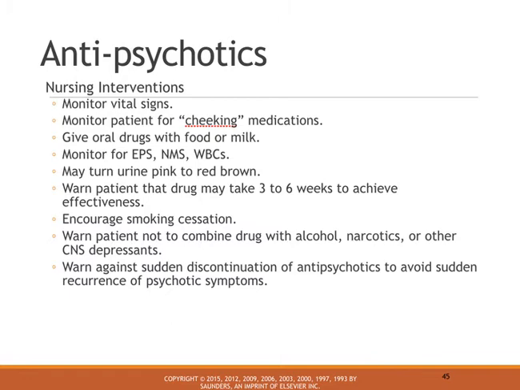They may have some changes in their urine color. We have to educate these patients that it can take weeks, specifically 3 to 6 weeks, to achieve effectiveness. We want to encourage these patients not to smoke. We don't want them to combine these drugs with alcohol, narcotics, or other central nervous system depressants. And we don't want these patients to suddenly stop these meds because it can cause a sudden reoccurrence of psychotic symptoms. All right, that brings us to the end of psychosis.